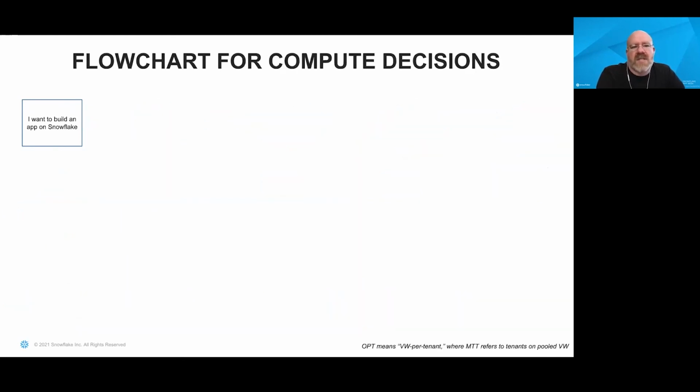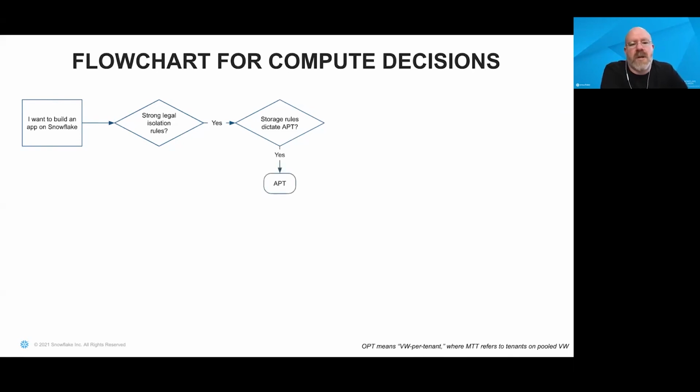Now let's do the same thing from a compute perspective. There are going to be some overlaps here. There are definitely some similar considerations that you have to think about. The very first one is, do I have similar legal isolation rules? And are those legal isolation rules driven by data? Do my data storage isolation rules dictate account per tenant anyway? And if that's the case, then your compute is going to be account per tenant based as well, because you're going to line up the compute with the corresponding accounts that you're putting each of those individual databases into for your different tenants.